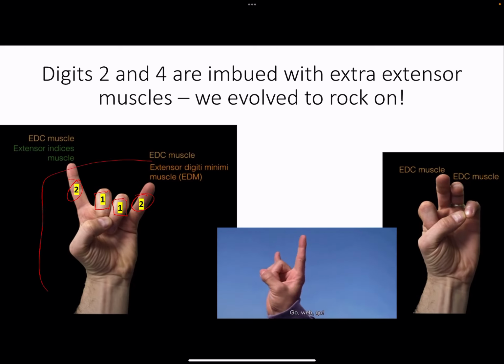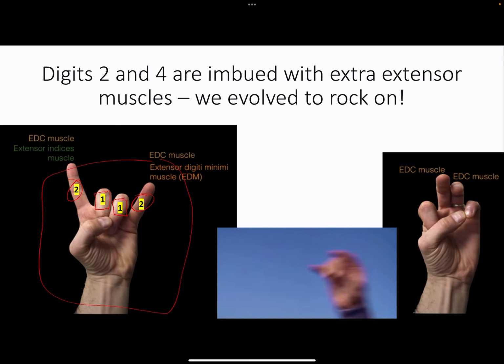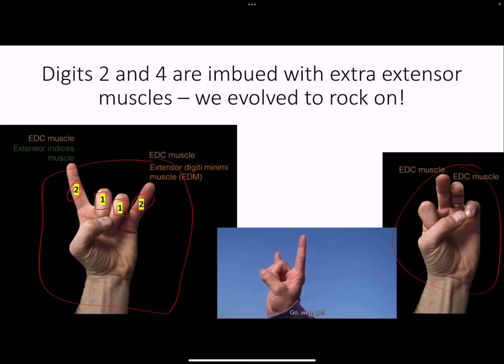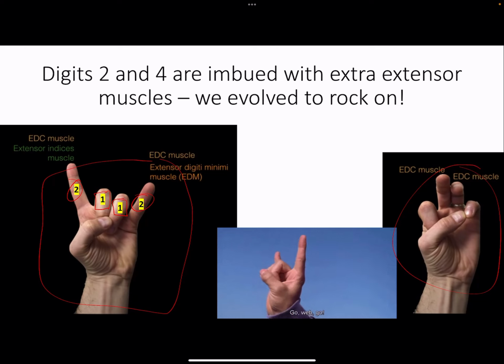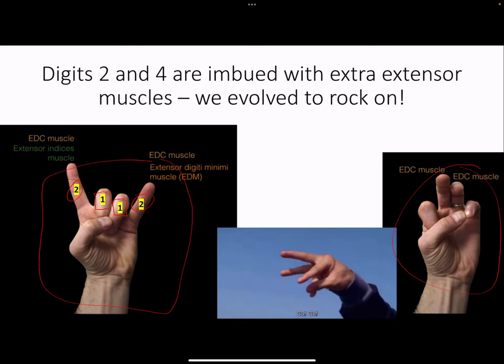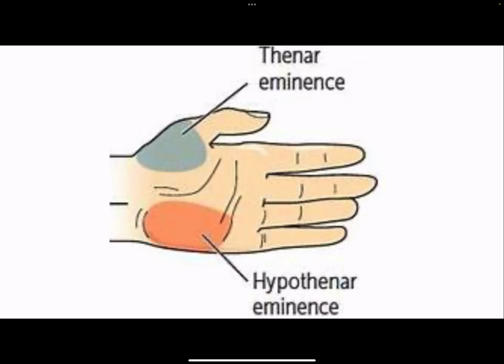Meaning that if you try to do this right now, go on, try to do it, you will notice that that's pretty easy to do. If you try to do this symbol, it's a lot harder. I mean, you can probably do it, but at least for me, it's a little bit more difficult. And that's because we don't have as many extenders there, and we're getting kind of contradictory messages to the muscle. So this is easy. This is hard.